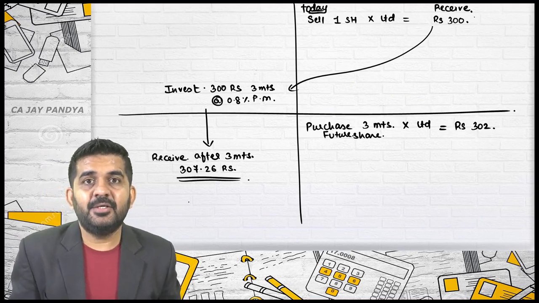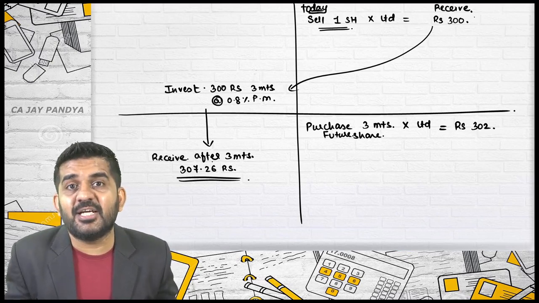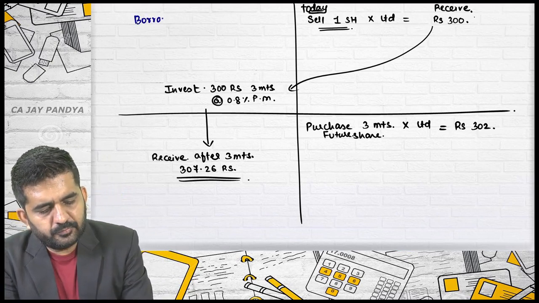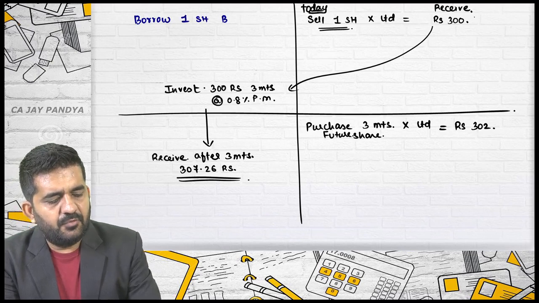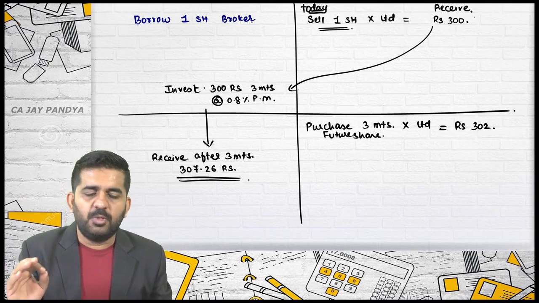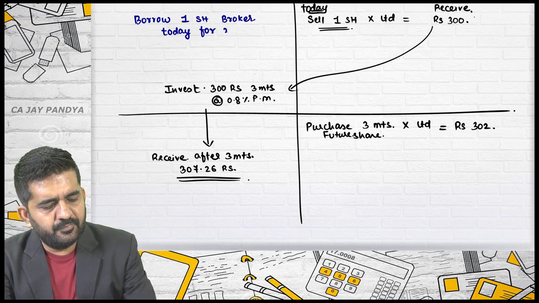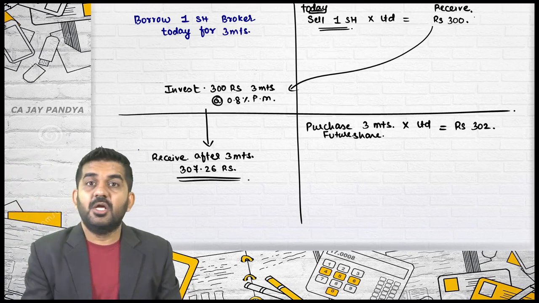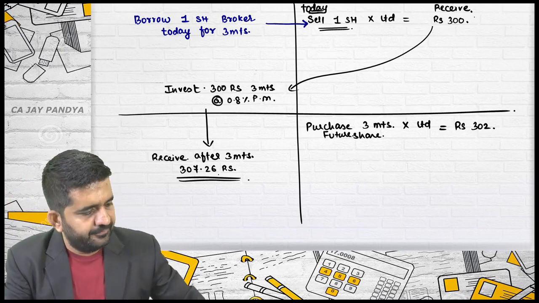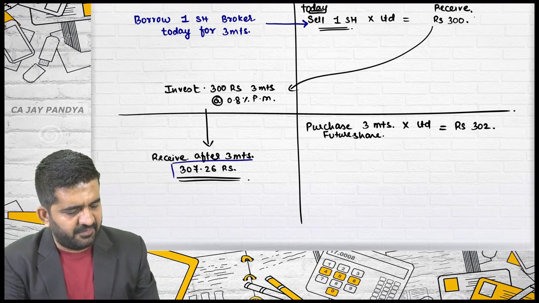But please understand, to sell 1 share today, you should have that share. You are not having that share. Then what will you do? You will borrow 1 share from your broker. You can purchase it, or you can borrow it from anyone. You will borrow 1 share from the broker today for 3 months. Now you have borrowed the share, so you have the share. Then you can sell it. You will receive 300 rupees, invest 300 rupees and receive 307.26 after 3 months.